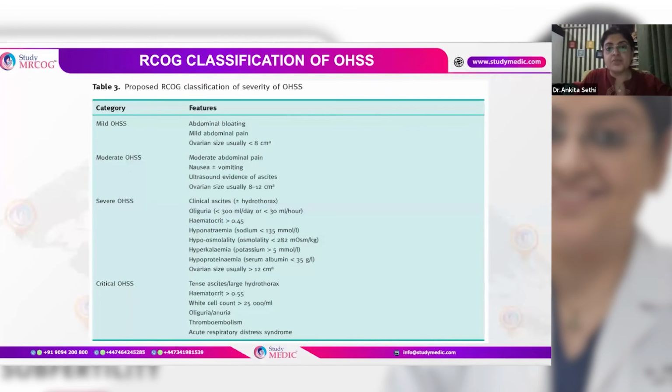A proposed RCOG classification of severity of OHSS. Again, different clinical scenarios can be given. Based on that, you'll have multiple choice that you can select. They can ask details regarding signs and symptoms of OHSS, investigations, the severity of OHSS, and about the management of OHSS. Mild OHSS will have abdominal bloating, mild abdominal pain, ovarian size of less than 8 centimeter cube.